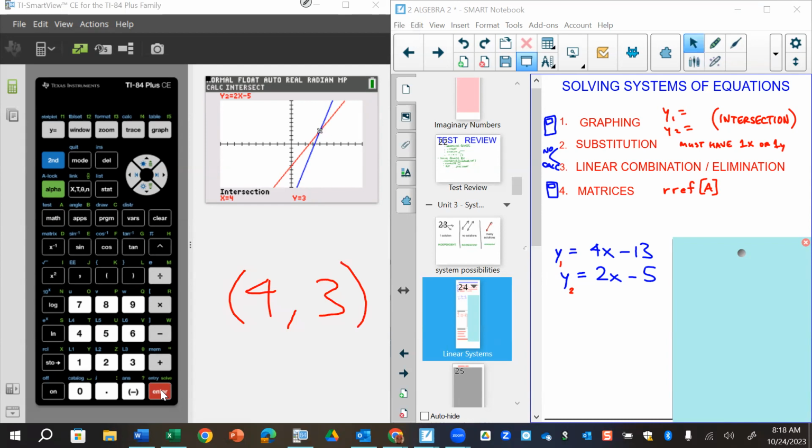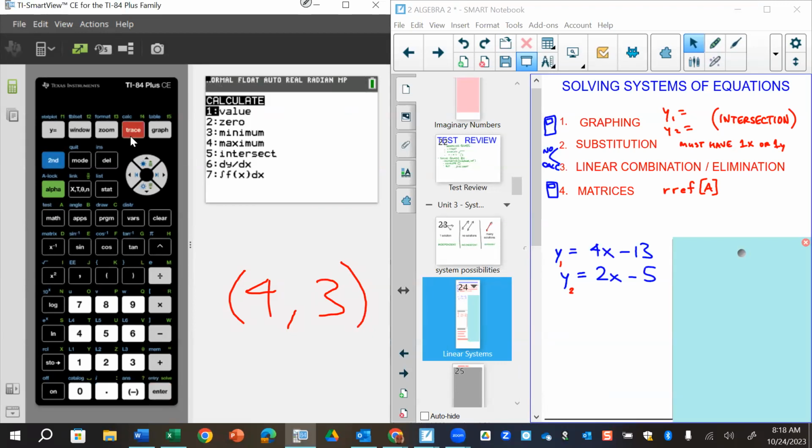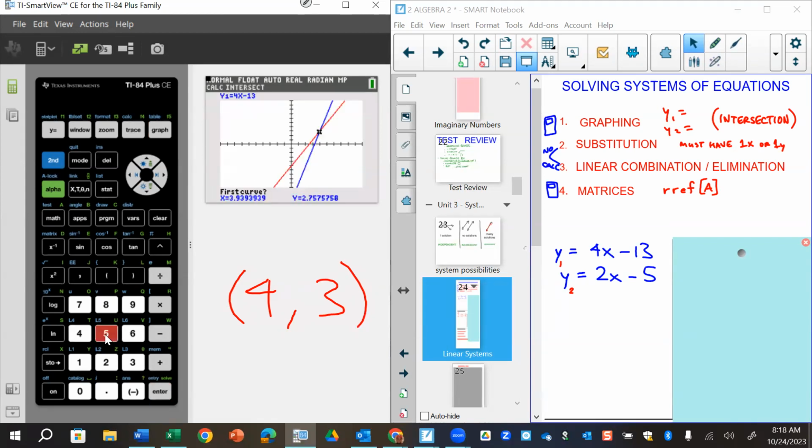So that's how you do the graphing method. Plug them into the calculator and do second trace. Do it again, just so you see it. Second trace, number five is intersect. And then what? Enter. Good enough. So that was the graphing method.